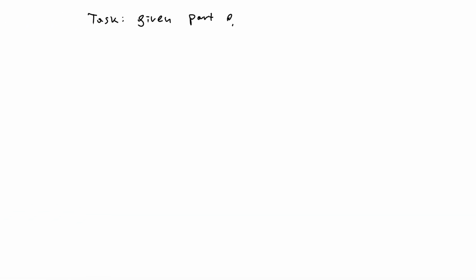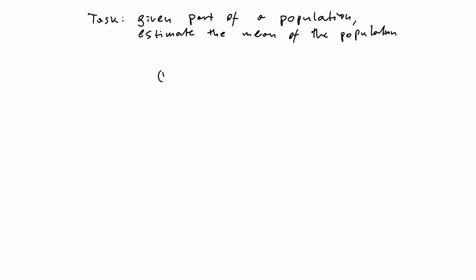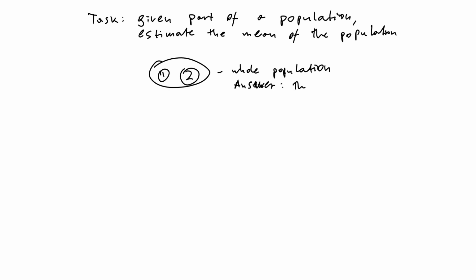This video is about the bias-variance trade-off and the difference in performance between the training and test set. We are given part of a population and would like to estimate the mean of the population. Consider the simplest data set. We have only two examples, 1 and 2. This is the whole population, and the mean is 1.5.